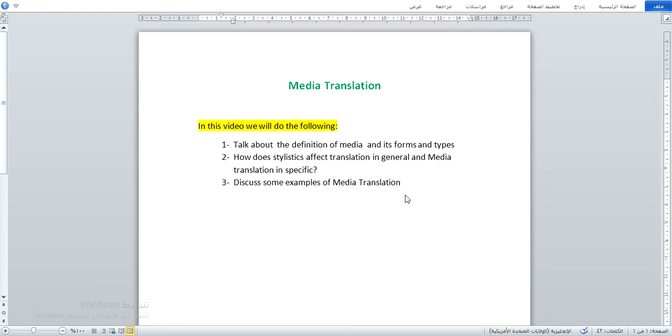Today's video will be about media translation, and we will do the following in this video. First, talk about the definition of media and its forms and types. Then we will discuss how stylistics affects translation in general and media translation in specific. And finally, discuss some examples of media translation.